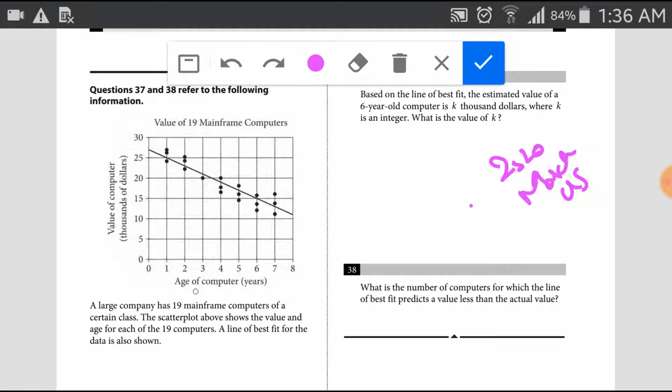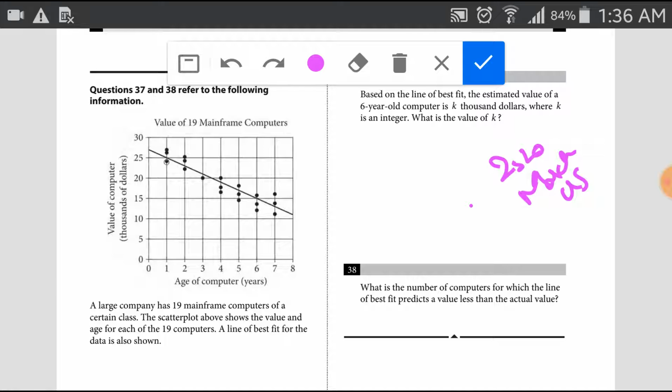So this is a scatter plot. The question says, what is the number of computers for which the line of best fit predicts a value less than the actual value? This is a very common question where they ask you to count the number of points above a line or below a line in a scatter plot. In this case, we have to count the number of points above the line.